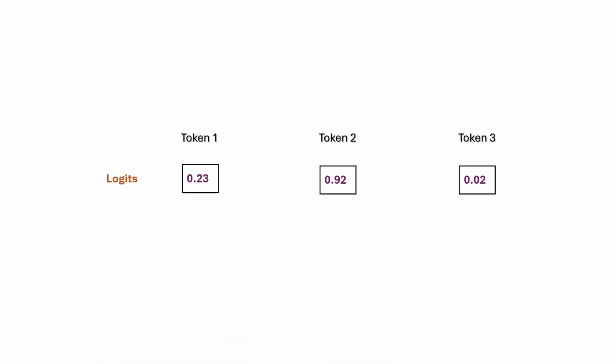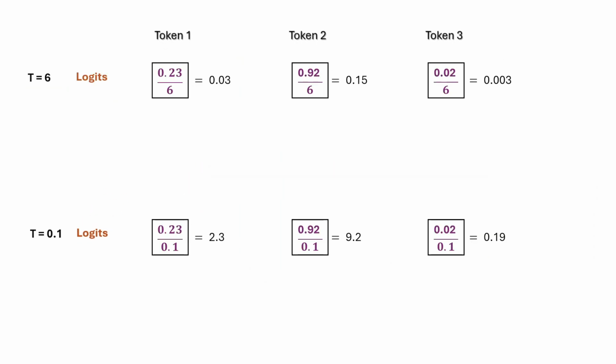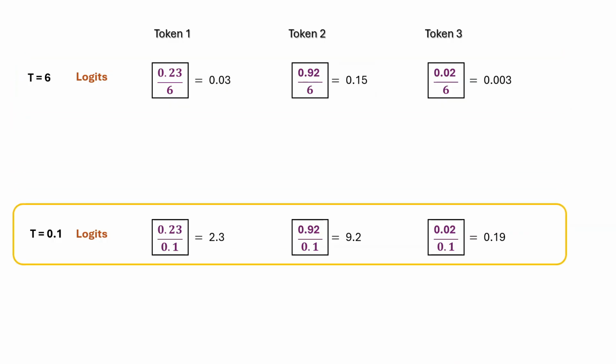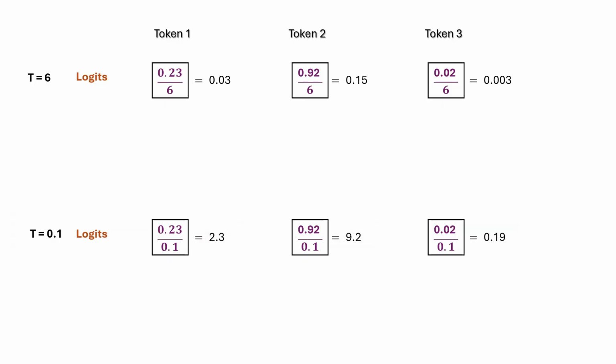To keep it simple, let's assume we have only these three target tokens and these are the logit values. Now we will divide these logit values by a larger temperature value and a smaller temperature value. Then we apply softmax function. Let's do it. When we divide the logit values by a big temperature, the outputs are very small. And when we divide the same logit values by a small temperature, the outputs are very big. After scaling the logit values, we apply softmax function.